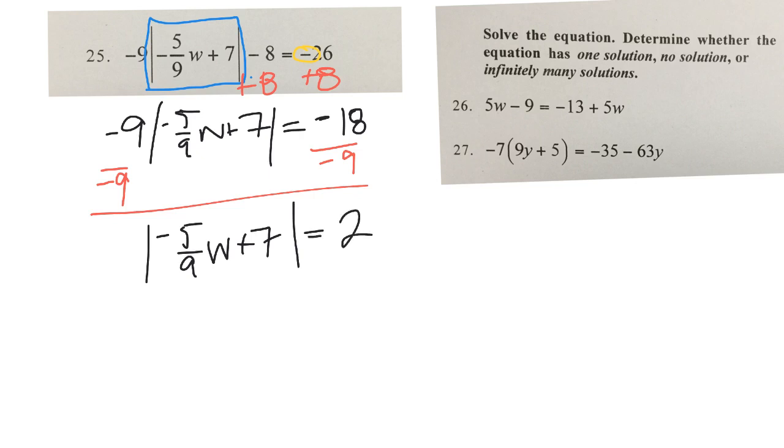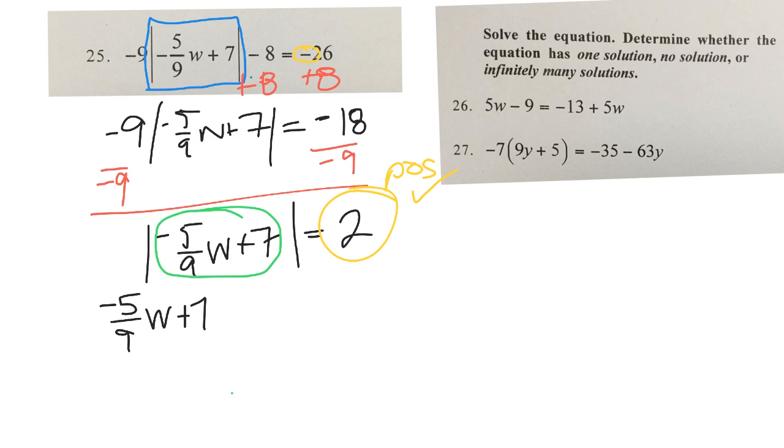And it equals a positive 2. Now we're positive, so we can have answers. And we'll write our two equations. What's inside? Negative 5/9 w plus 7. Notice I'm copying what's inside exactly the same. Equals 2. And negative 5/9 w plus 7, exactly the same equation, equals the negative 2. Nothing from inside the absolute value changes. And then we solve our equations.